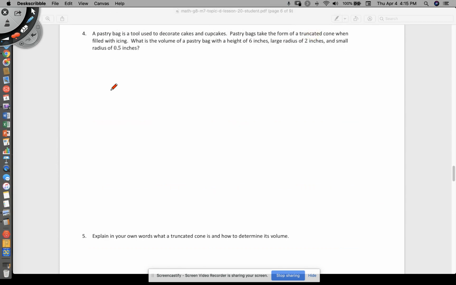All right, so a pastry bag is a tool that's used to decorate cakes and cupcakes. Pastry bags have the form of a truncated cone when it's filled with icing. Find the volume of the pastry bag with a height of 6 inches. Large radius is of 2 inches and the small radius is 1/2 inch. So let's go ahead and set this up as a proportion. We know that we have 1/2 inch to 2 inches is some height over height plus 6. So there's my proportion. Go ahead and solve for x first.